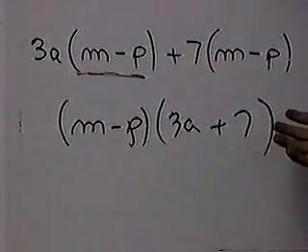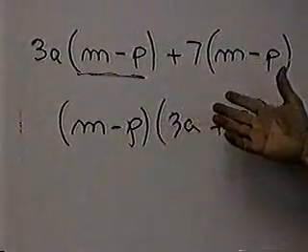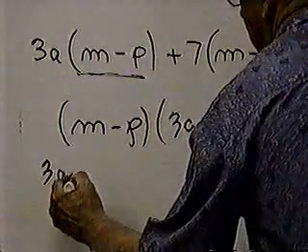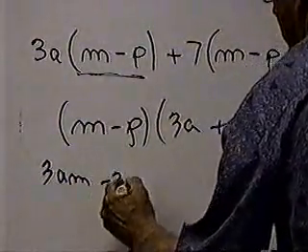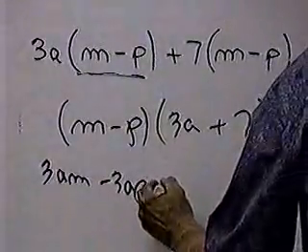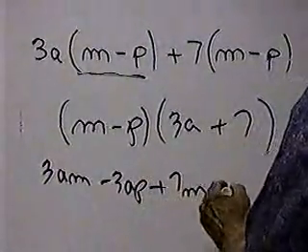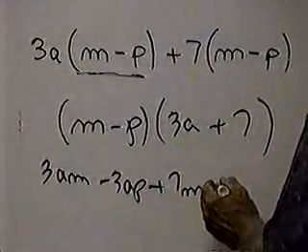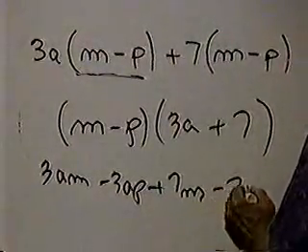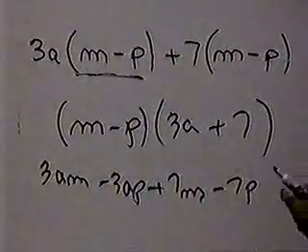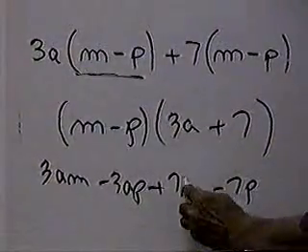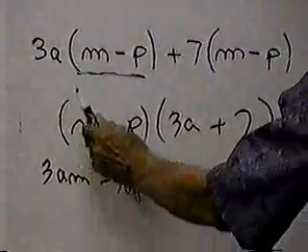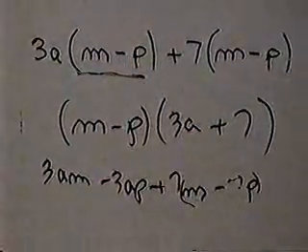This one is where you have 4 terms. A lot of times a problem like this will start out as 3am minus 3ap plus 7m minus 7p. Okay, you have that problem to start with, and what you'll do is factor out of 7 and get that, and factor out of 3a and get that, and then continue to factoring.